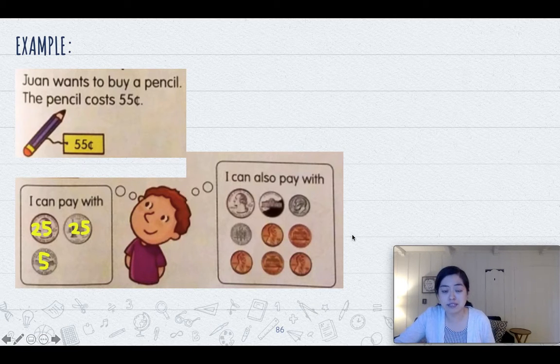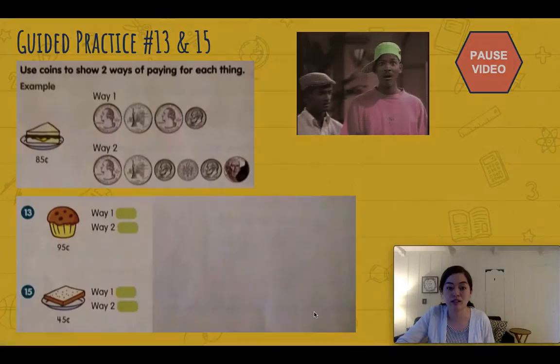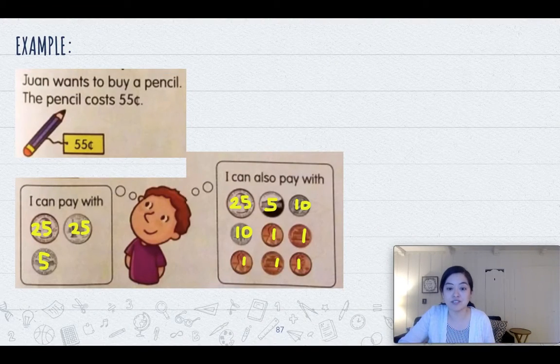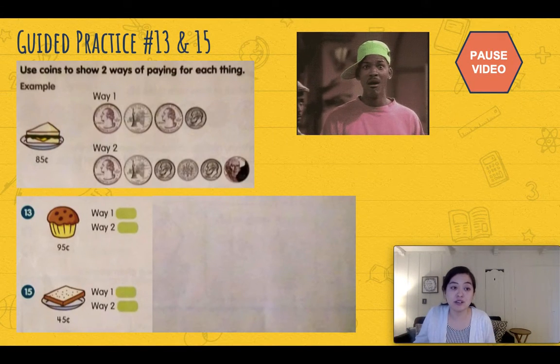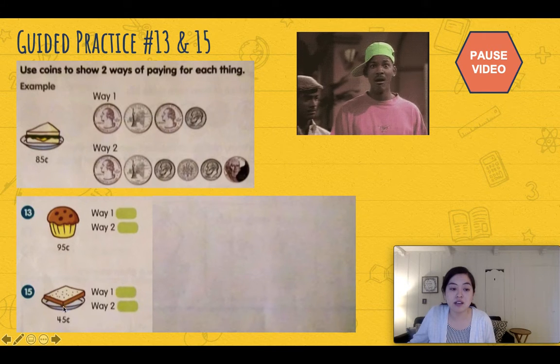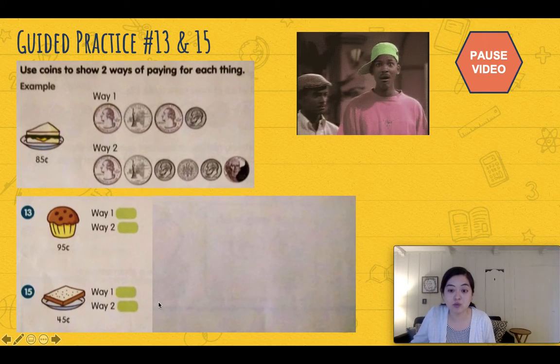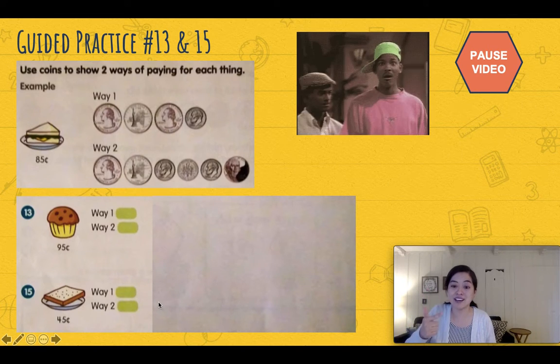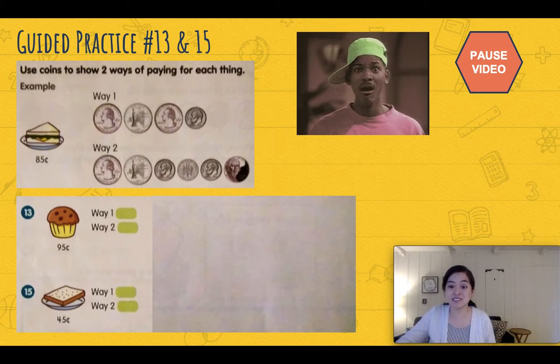Let's count to make sure that it is 55 cents. Ready? 25, 30, 40, 50, 51, 52, 53, 54, 55. He does have 55 cents. Okay, so he has enough money. All right, so now it's your turn. You're going to do guided practice number 13 and 15. So find 2 ways to make 95 cents and find 2 ways to make 45 cents with quarters, dimes, nickels, and pennies. Okay?